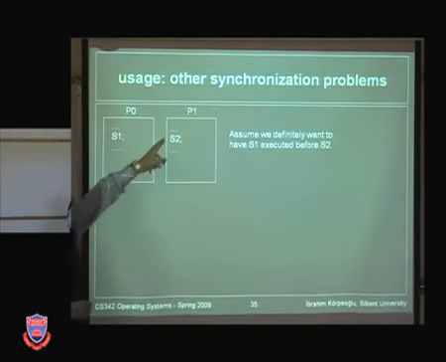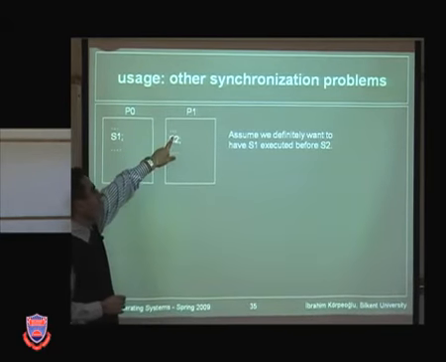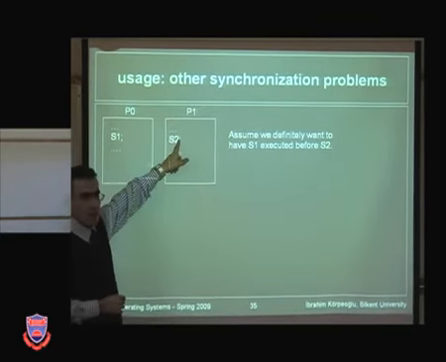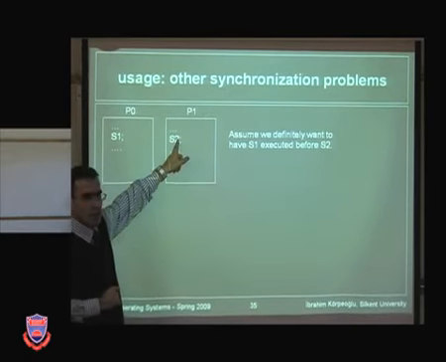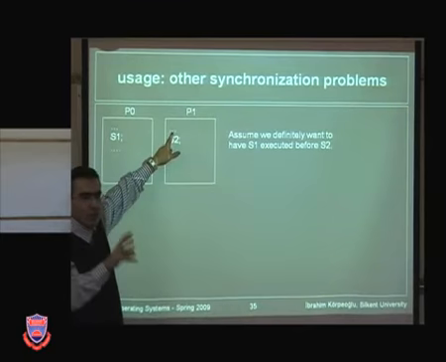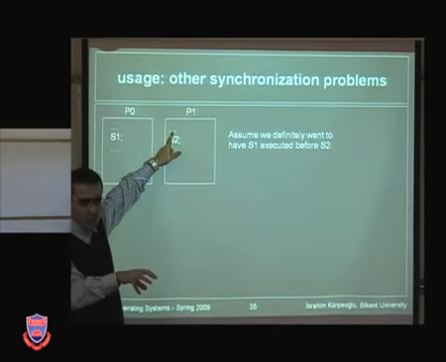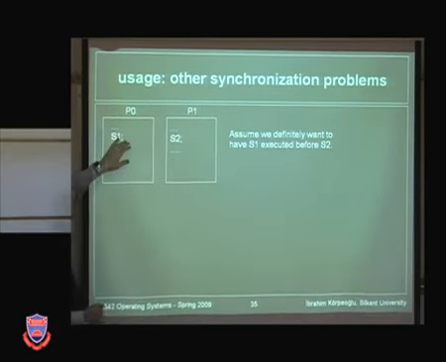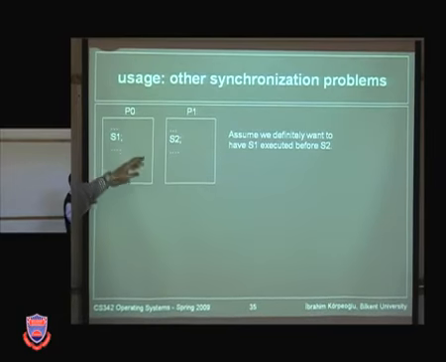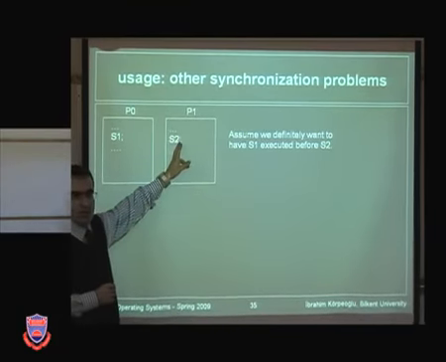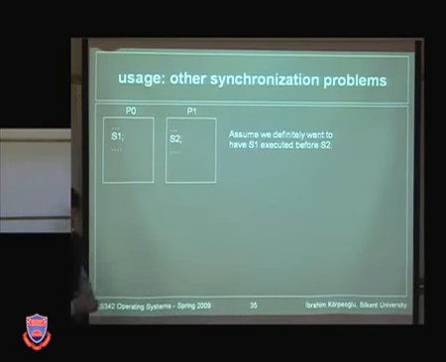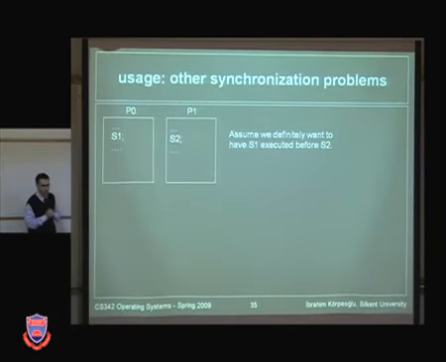For example, it might start earlier. If it's about to execute S2, you don't want that process to execute S2. You want to enforce it to sleep until P0 executes S1. After that, you want to allow that process to continue. Assume this is what you want to do. Assume we definitely want to have S1 executed before S2. Then how can you solve this problem? Using a semaphore. Yes?